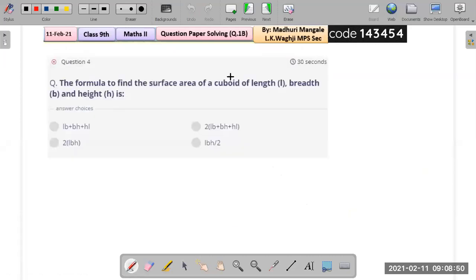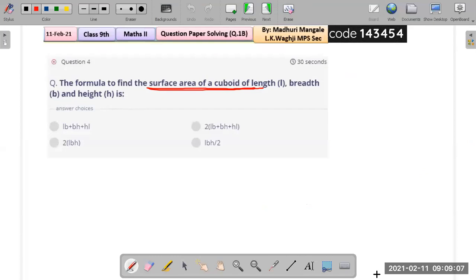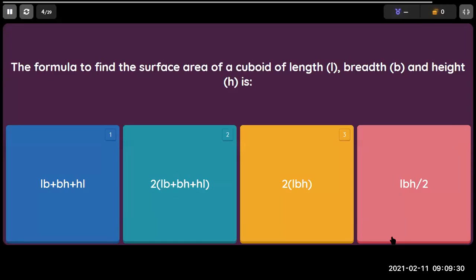Let's move to the next question. The formula to find the surface area of a cuboid is. What is the formula to find the surface area of a cuboid? Anybody wants to try? Go ahead and give it a try, everyone. Let's see how many of you know the formula. If you have the textbooks with you, you can quickly refer to your books. Very simple question. What is the formula for the total surface area of a cuboid?